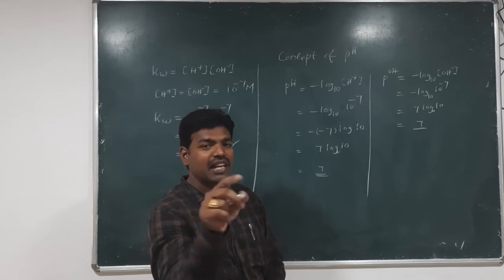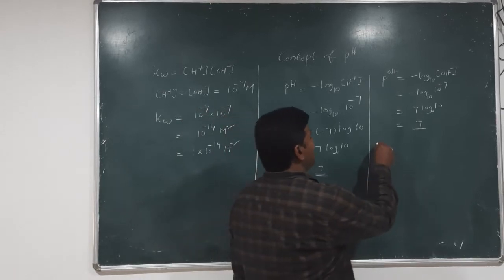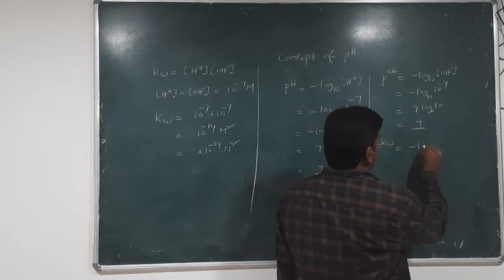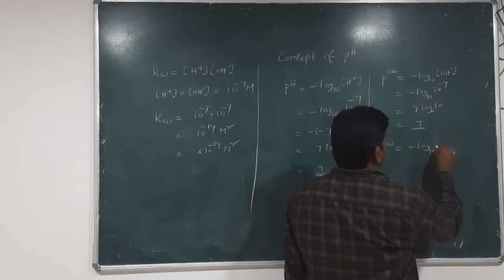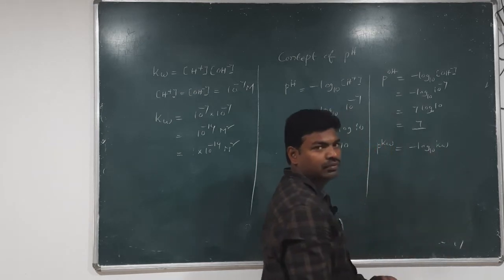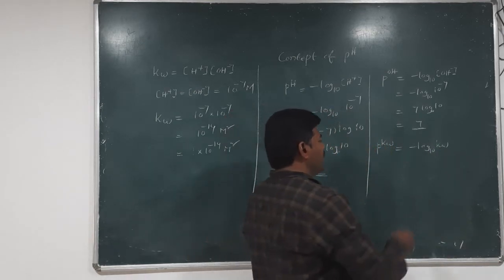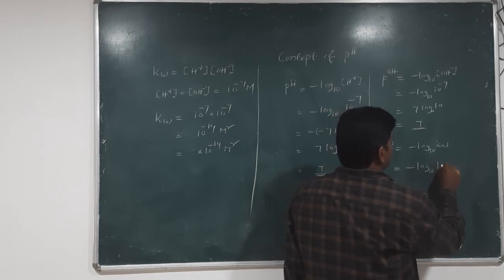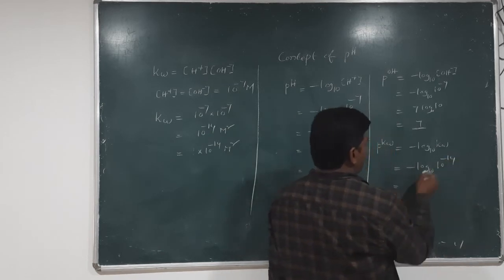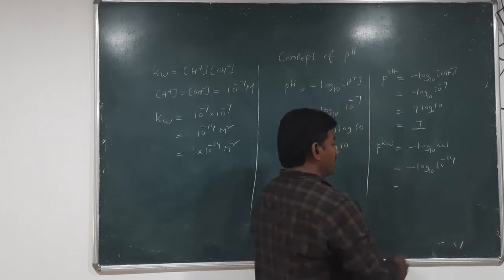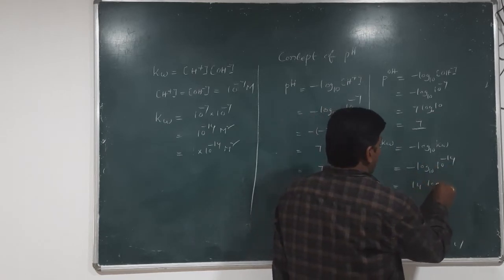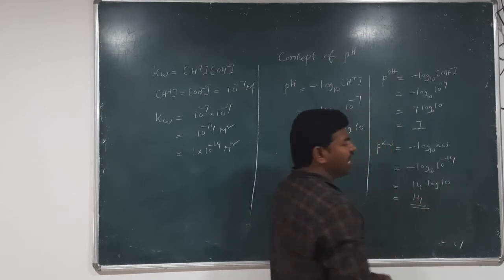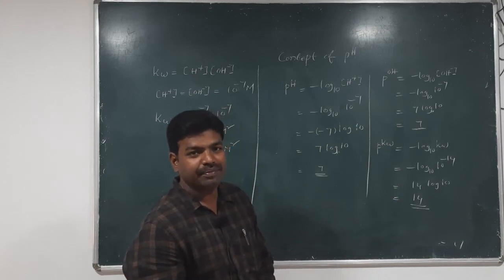Similarly, we can write pKw. pKw can be written as the negative logarithm to the base 10 of Kw. And we know the Kw value as 10 to the power of minus 14. If you simplify this equation, it comes out to be 14 log 10, and log 10 is 1, therefore pKw is equal to 14.